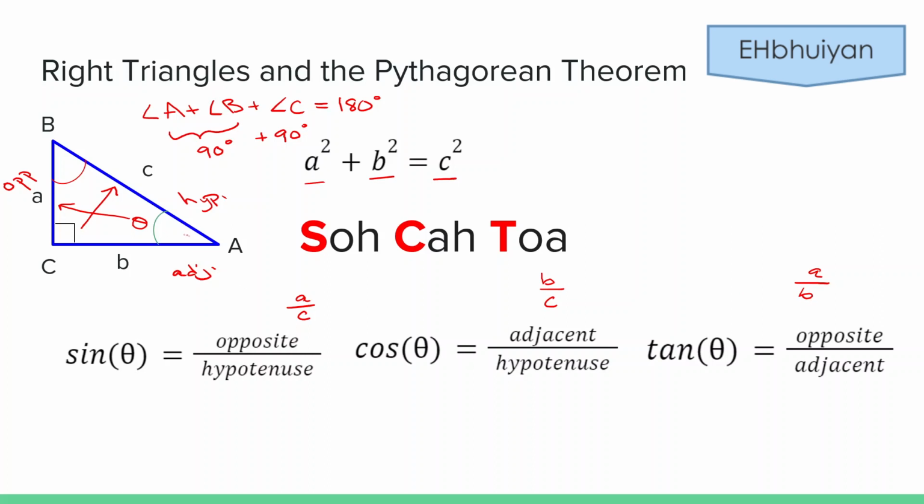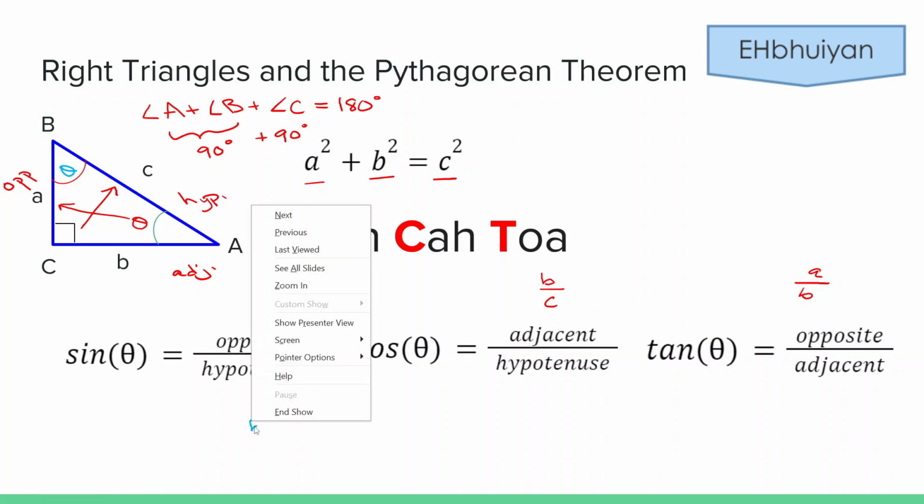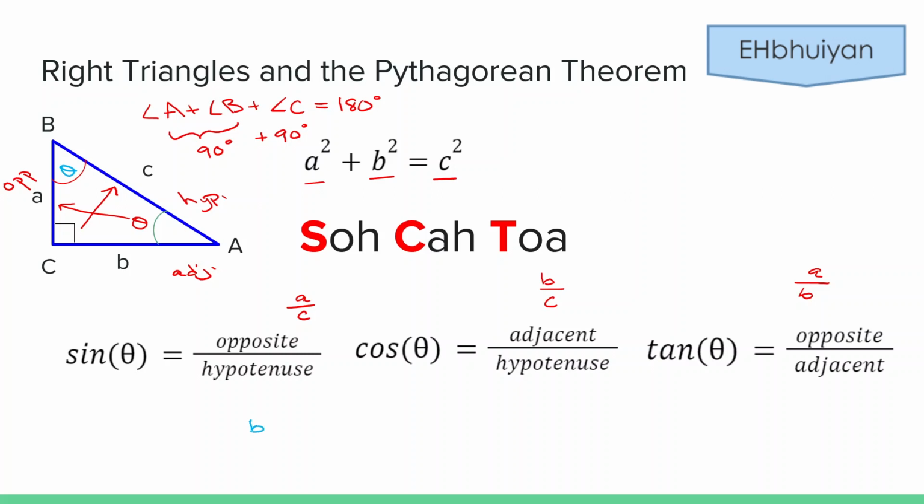If my theta, instead of being here, was over here, let's do that in a different color. Let's say we'll do that in blue. Let's say I have a theta here. Then now, what's opposite that angle? The opposite side is now B, and hypotenuse is still C. The adjacent side is A. Opposite is B, and then adjacent is A.